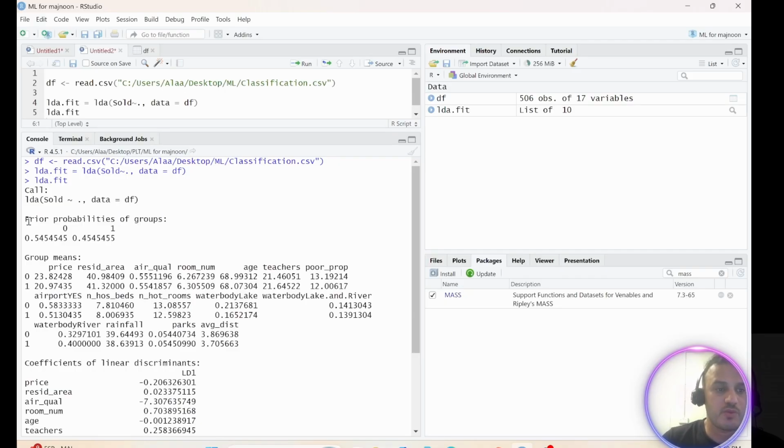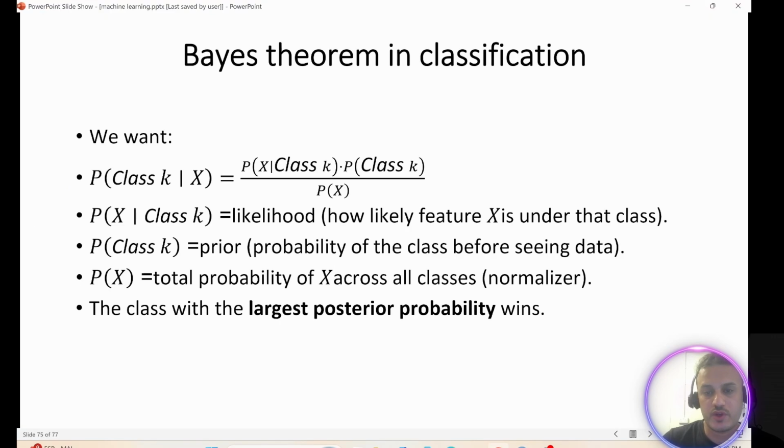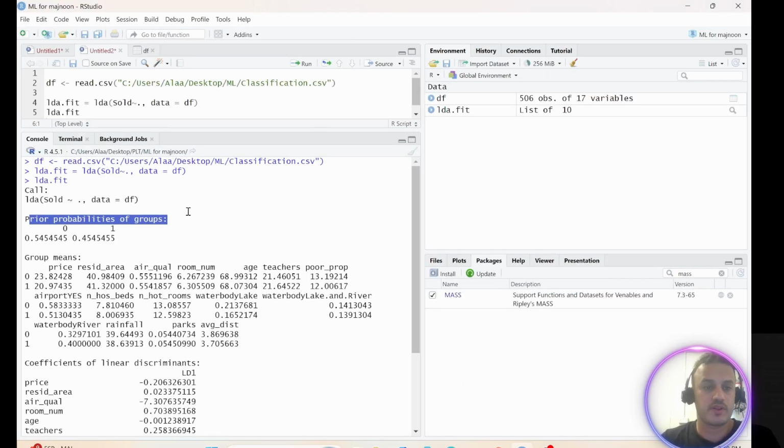So this is the prior property of the groups that we talk about. This is the prior. We get the prior probability of the class before seeing data. This is the first thing that we get when we run our fitting model. We have only two groups, group 0 and group 1. For group 1 we get 0.45, 45%. For group 0, this is fit, it is 0.50. This is fit, 0.55, this is not fit.